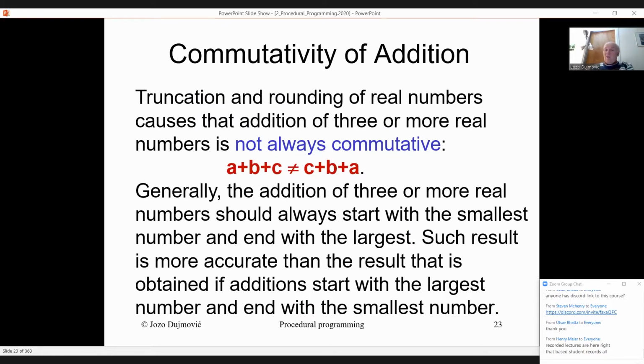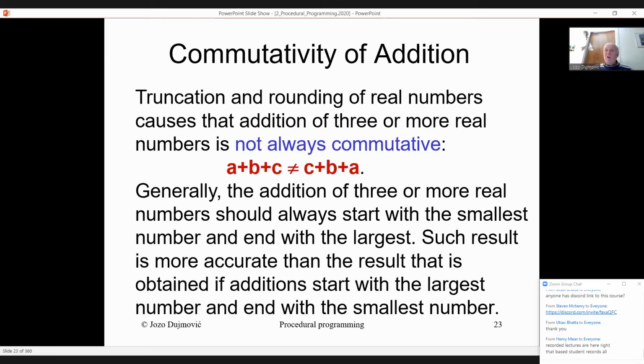Another thing that is encountered frequently is that in the case of real numbers, addition is not commutative. So if you have a plus b plus c, this is not the same as c plus b plus a. Now, you can think, you know what, in mathematics, a plus b plus c is always equal to c plus b plus a, because this is a commutative operation. The order of addition does not change the result.